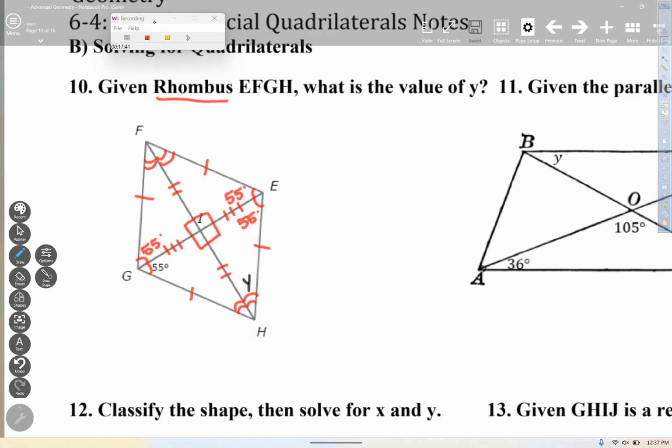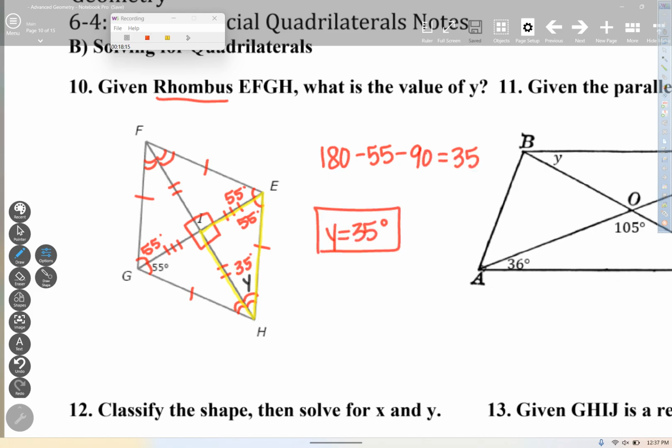Now, y is inside this triangle. I'm going to highlight it real quick. Triangles are always 180 degrees, so I can take the 2 angles I have, 180 minus 55 minus, oh, I got a 90-degree angle right there, so minus 90, so 35 is what I have left over. So y is 35 degrees. And that's all there is to it.